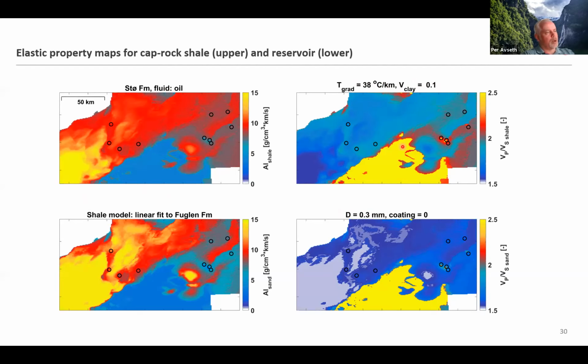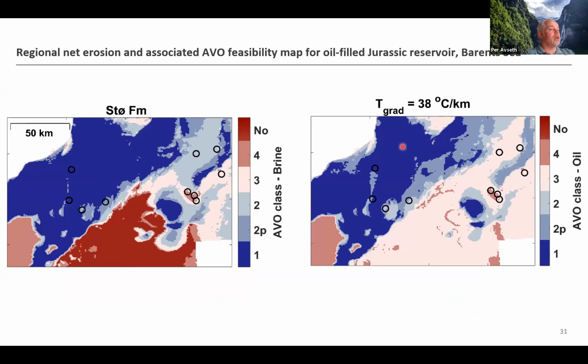And now that we have the rock physics properties for the cap rock and for the reservoir, we can create AVO feasibility maps. Here you see the AVO feasibility map for the brine case and for the oil case, for the Stø Formation over the whole Barents Sea. This is interesting, I think, because for the brine response, the AVO class for brine, blue here means class 1. You see this western area shows class 1 for the brine, but then as you move eastward, even the brine will show class 3 or class 4 in some places. So the classes can change. One class doesn't mean a given fluid property, okay?